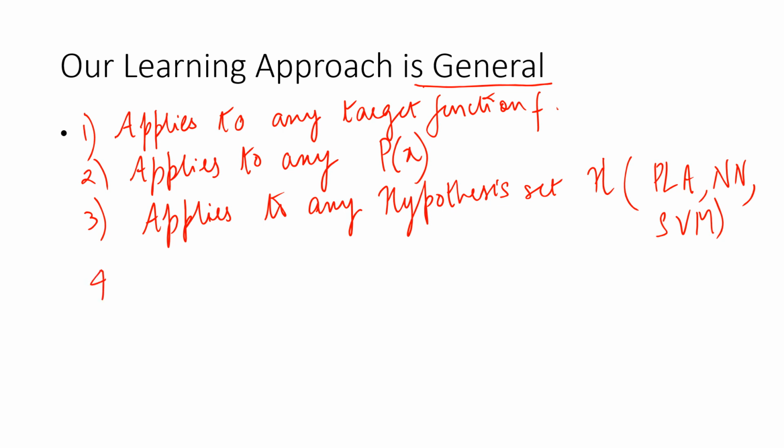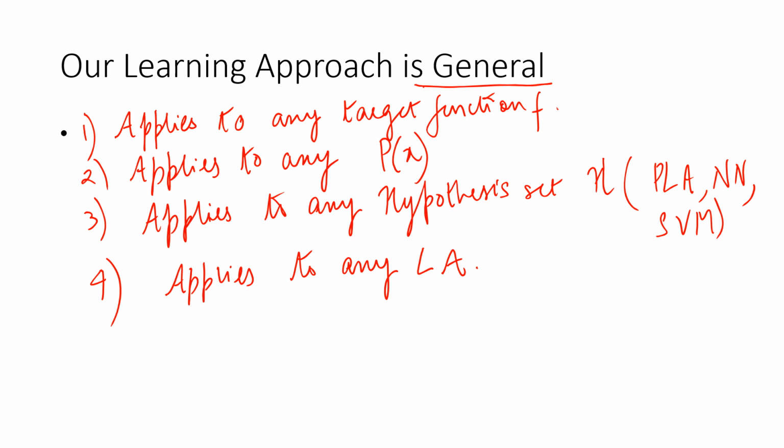And the fourth point, which is again extremely important, is that it applies to any learning algorithm. So whatever the sequence of steps you follow in order to pick the final hypothesis g, whatever the algorithm was, this theory will apply to that. So it applies to any learning algorithm.